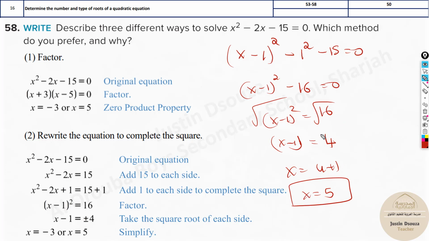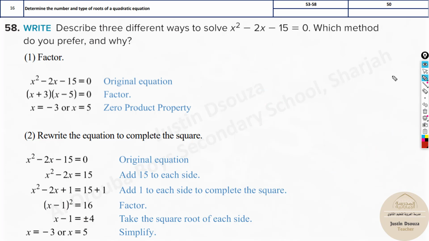I have missed one important thing. It is plus or minus 4 here. Okay, one answer is 5. I have assumed plus 4. Now there is one more step. What if it was minus 4? x is equal to minus 4 plus 1. x will be equal to minus 3. These are the two answers. Sorry, I forgot this plus or minus, because whenever you take a square root, it can be plus or minus. So this is the method, that is by completing the square.